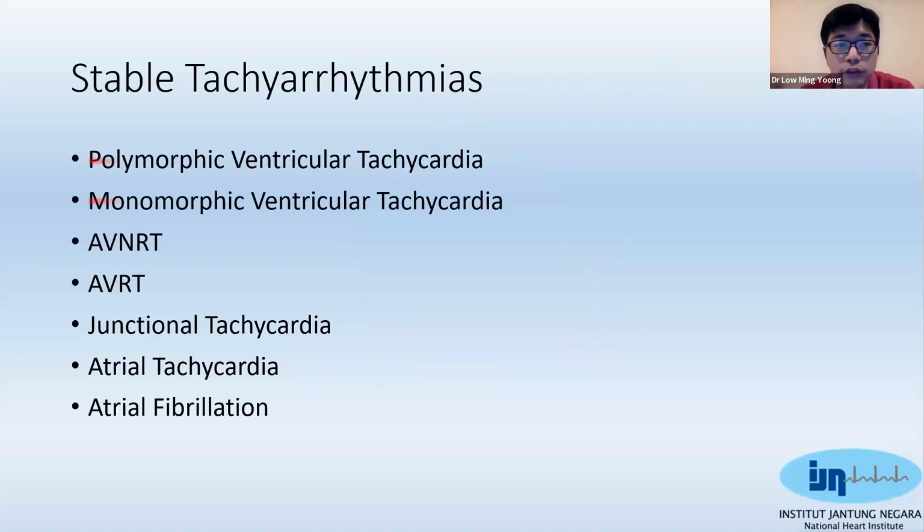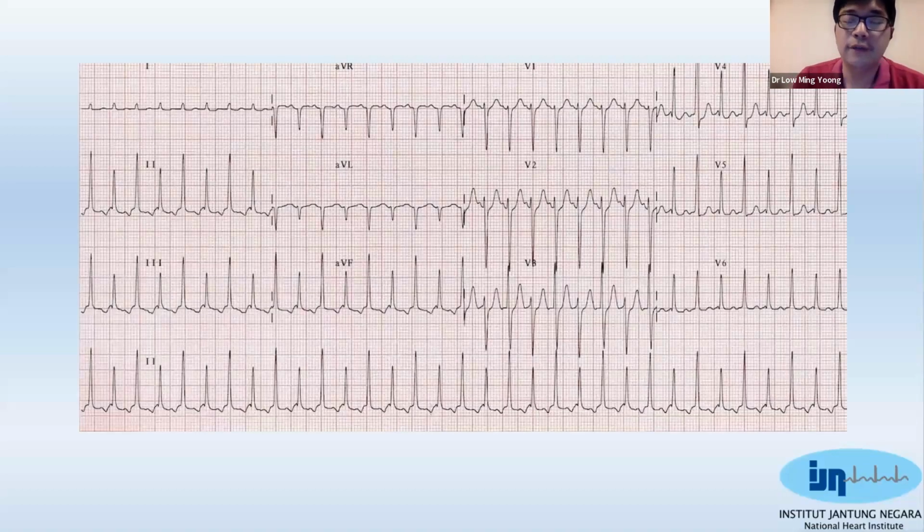Okay, so we have gone through the VTs. Now we go through the five tachyarrhythmias that are remaining: AVNRT, AVRT, junctional tachy, AT, AF. Okay, so you will be very happy if you get a tachy like this. You can definitely say that this is SVT. Don't need to differentiate anything, but it's still an SVT. So what we should do is try and decipher what SVT this is.